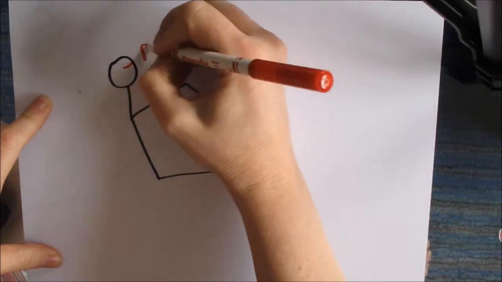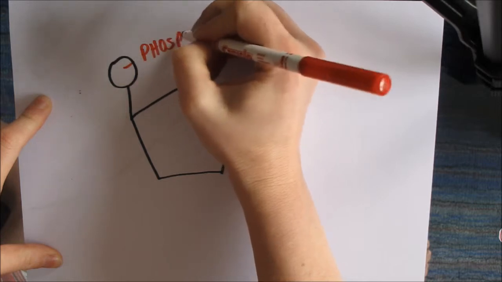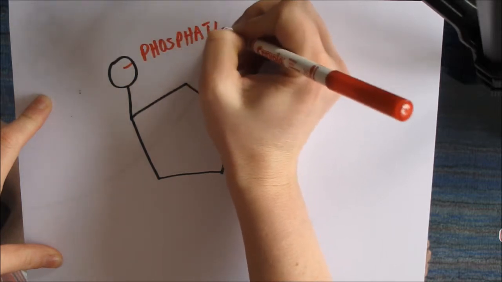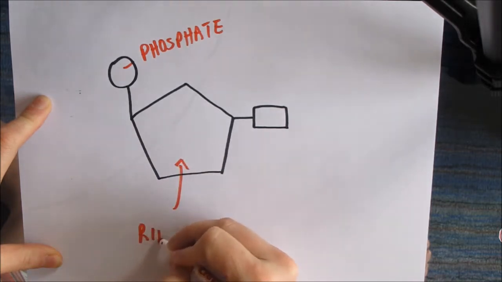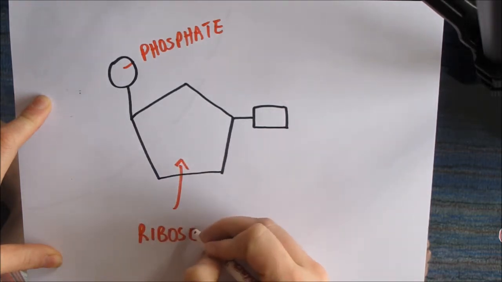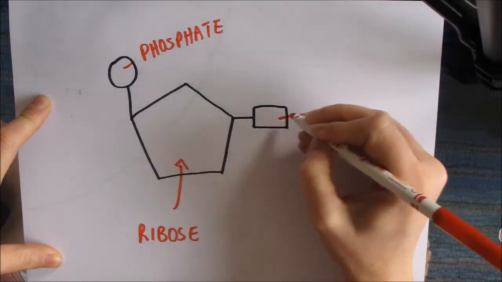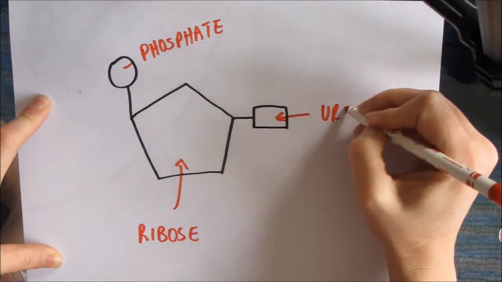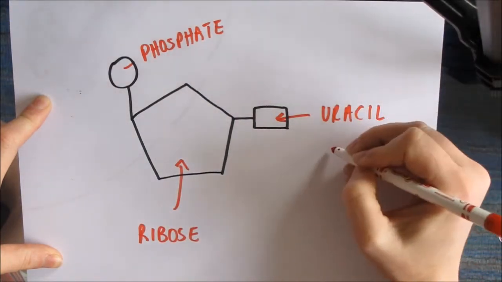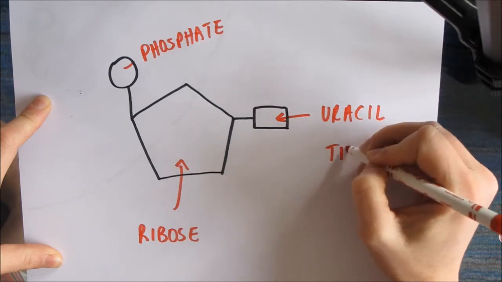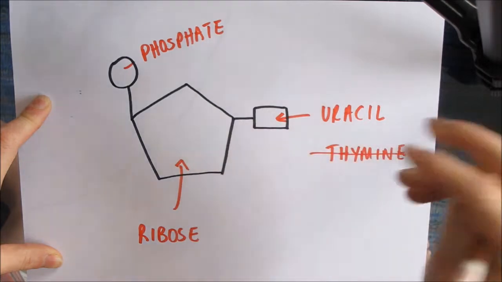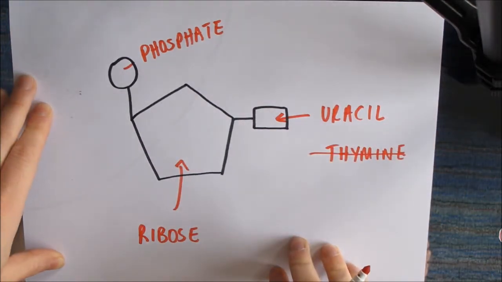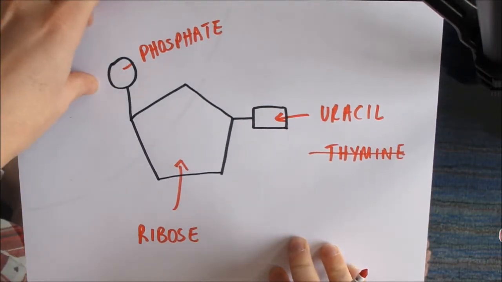The phosphate is exactly the same. However, the rest of it is ever so slightly different from DNA. First of all, the pentose sugar is ribose rather than deoxyribose, and the nitrogenous bases have uracil instead of thymine. This means that A now pairs with U rather than with T.